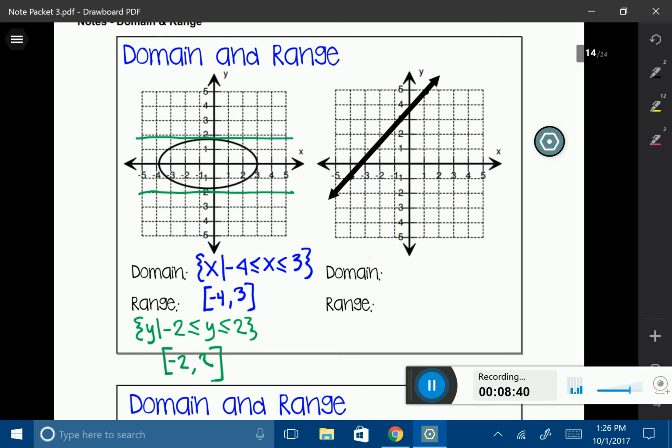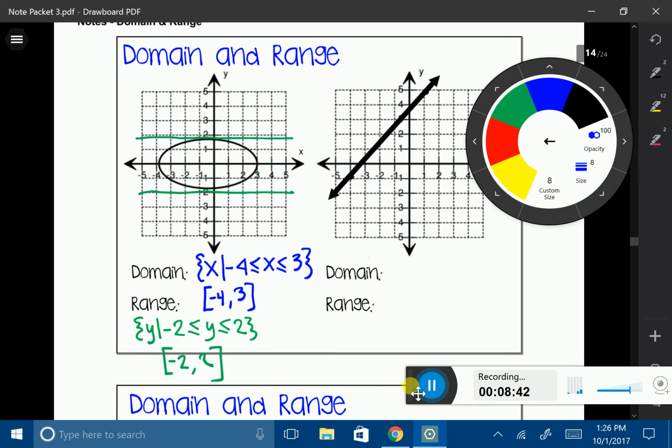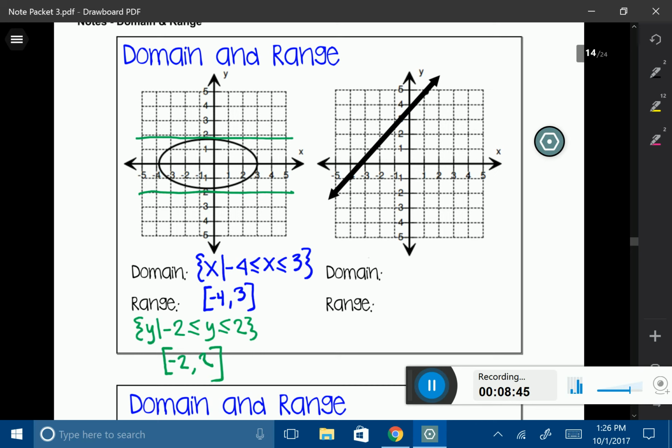Okay, let's look at another one. This time I just have a straight line. This is called a linear function.